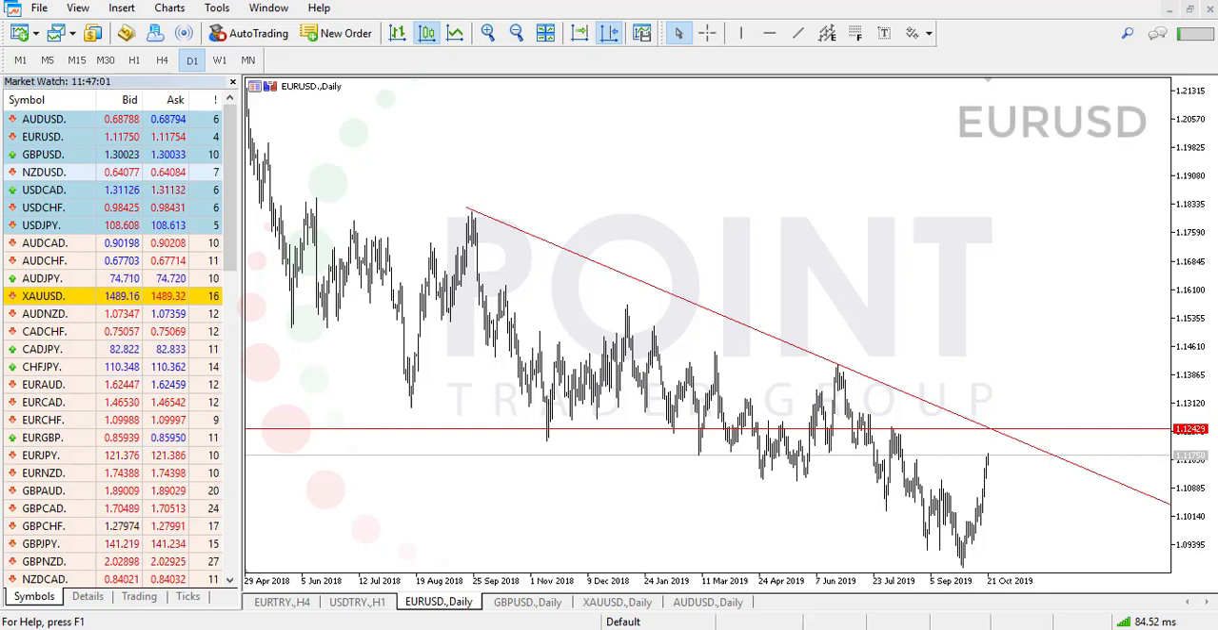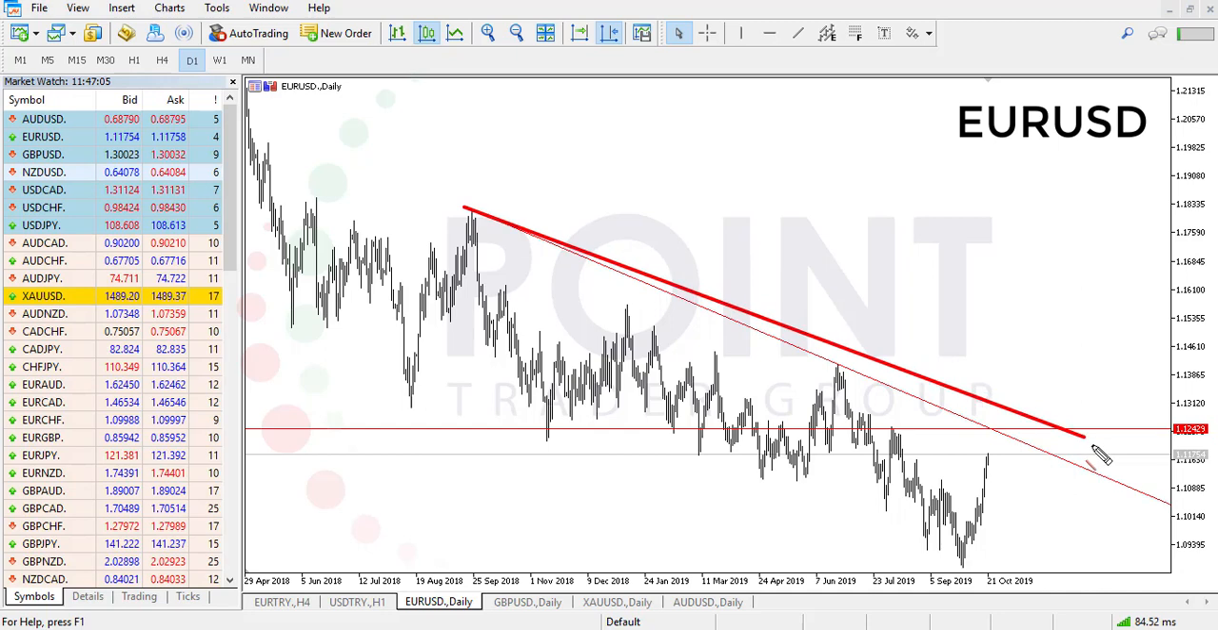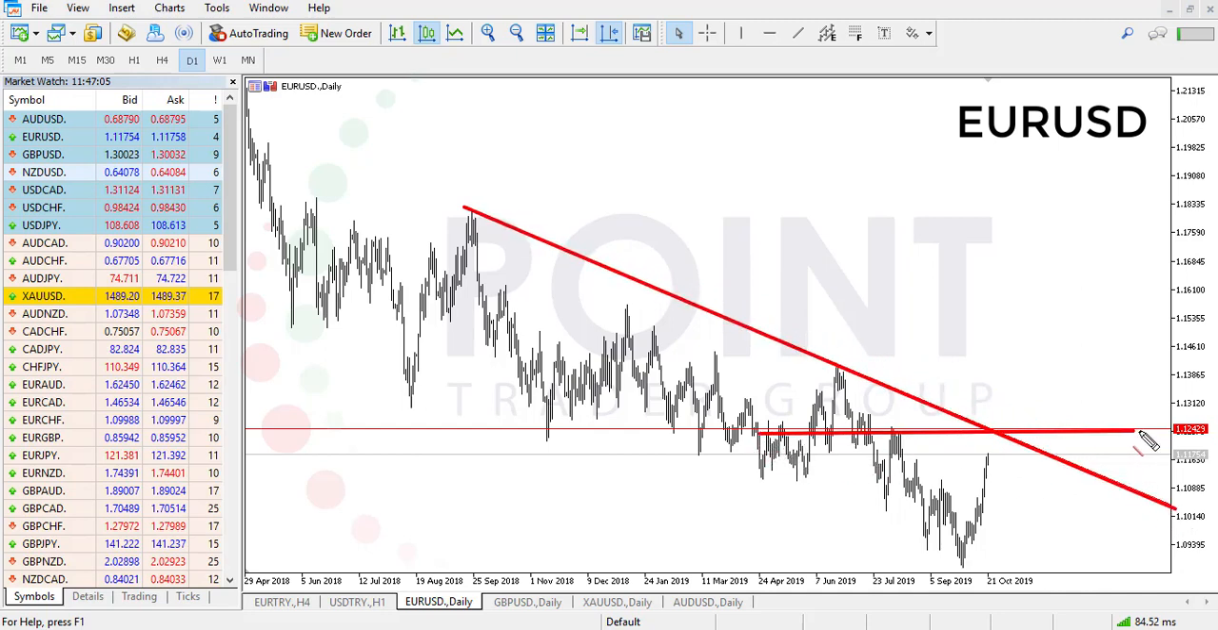This week we're going to start with the euro against the American dollar on the daily time frame. As you can see here, the pair is traded below a strong resistance level, that is the downtrend line that we can see here. Also we have this resistance level, that is the horizontal line that could be found at 1.1242.